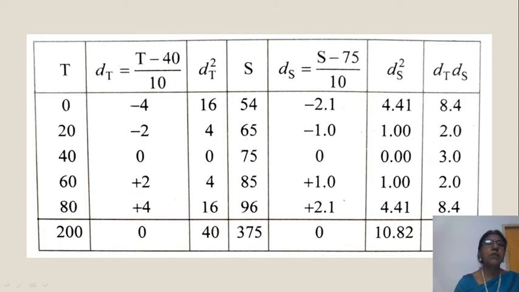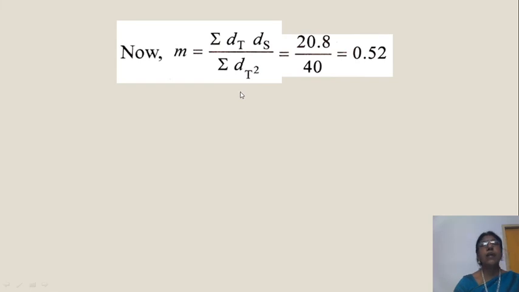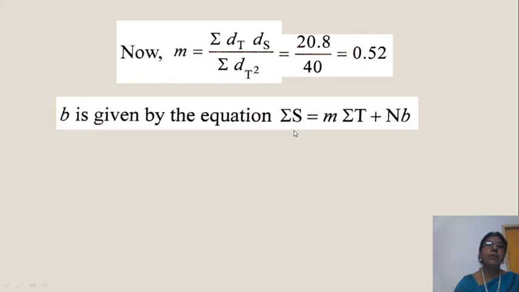So you observe here that m is equal to sigma dt ds by sigma dt square. M value, in place of a we have m. M is equal to, using this formula, 20.8 by 40, which is 0.52.